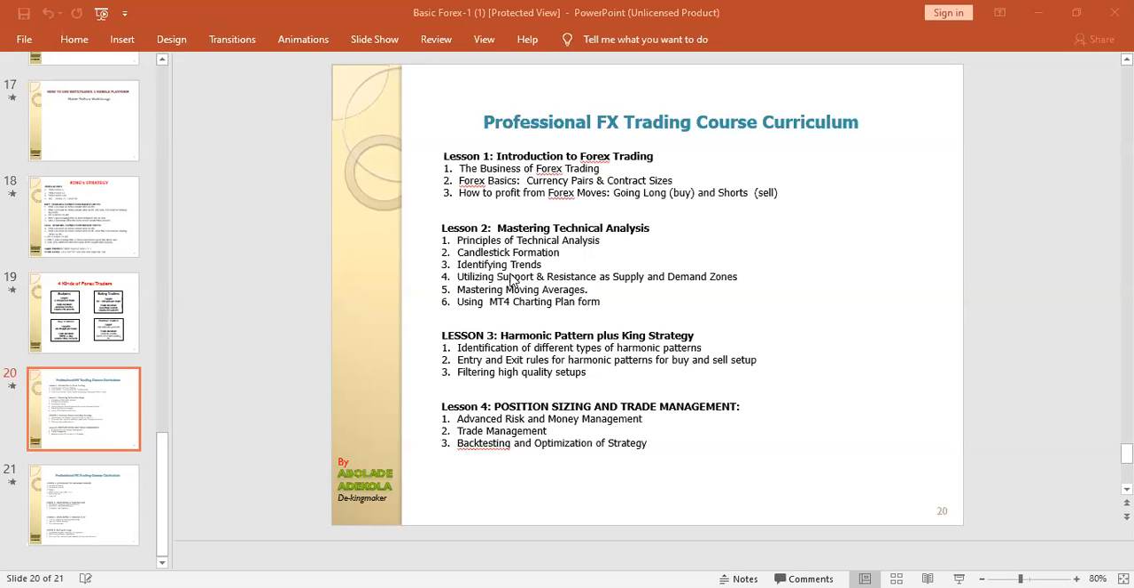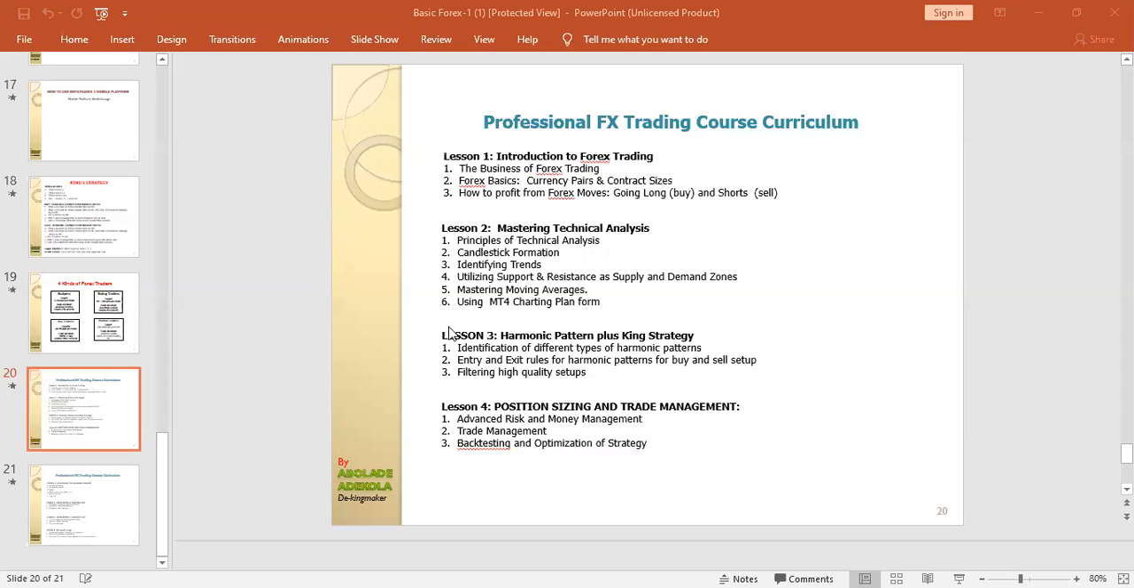The next thing in lesson two is how to utilize support and resistance, how to recognize it and trade with it. We'll teach you how to master moving averages and use them perfectly well. We will continue with how to use the MetaTrader 4 trading platform. The one you are about to watch today is just part one. Part two will be reviewed for anyone who joins our advanced training.